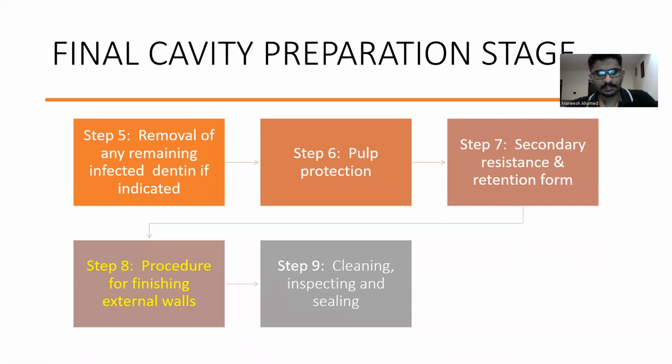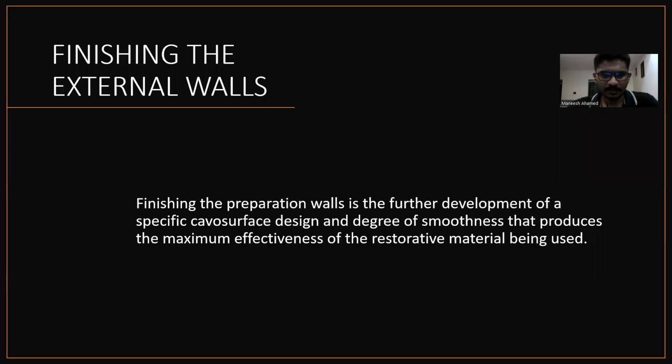The eighth step in final cavity preparation is the procedure for finishing external walls. Finishing the preparation walls is further development of a specific cavosurface design and degree of smoothness that produces the maximum effectiveness of the restorative material being used. So this step depends upon the restorative material which you are using. For example, for an amalgam cavity, the cavosurface margin is 90 degrees, but for composite it is different.